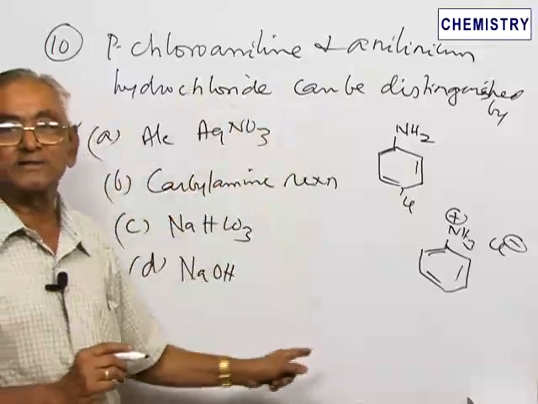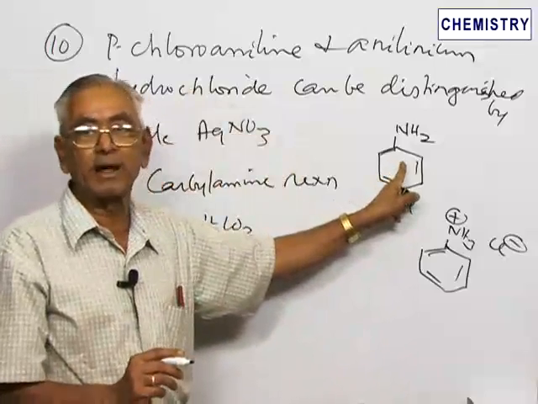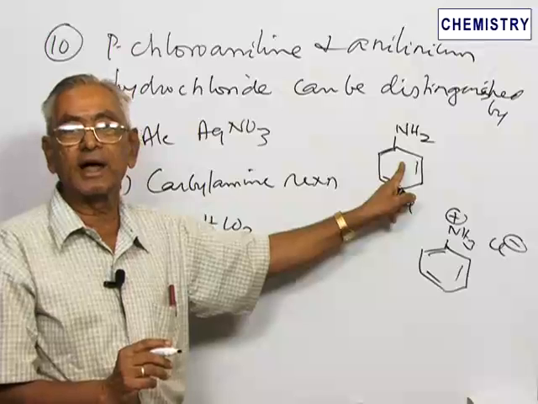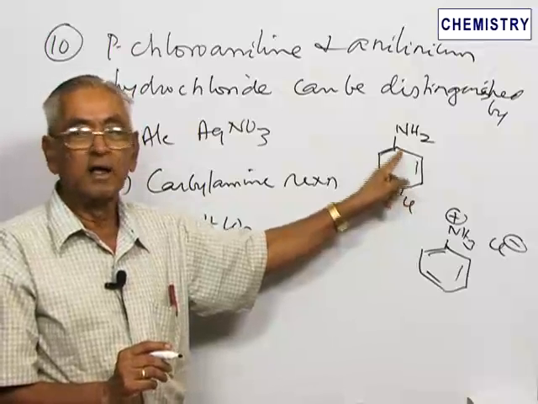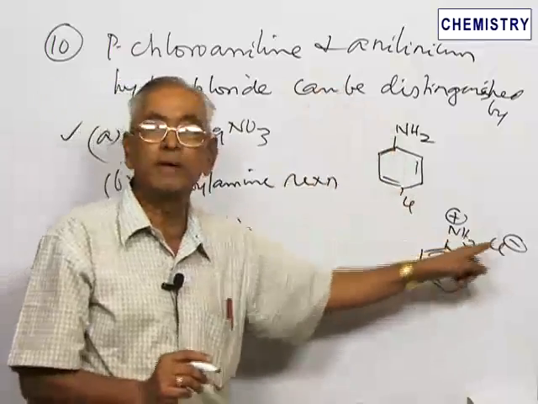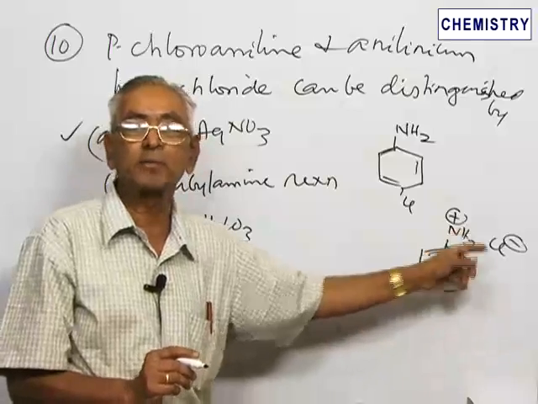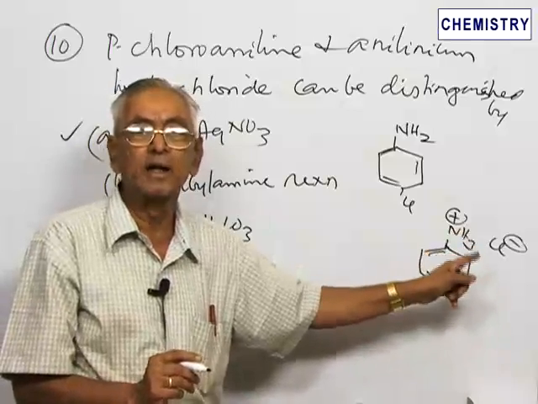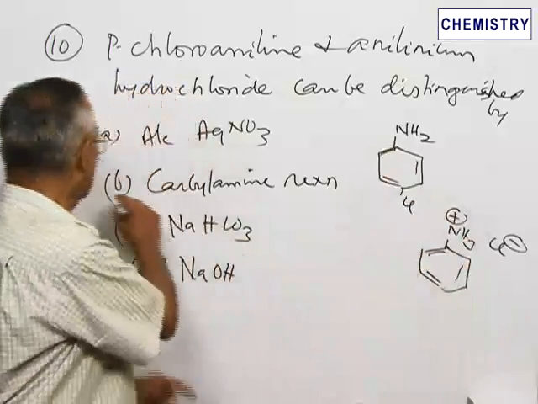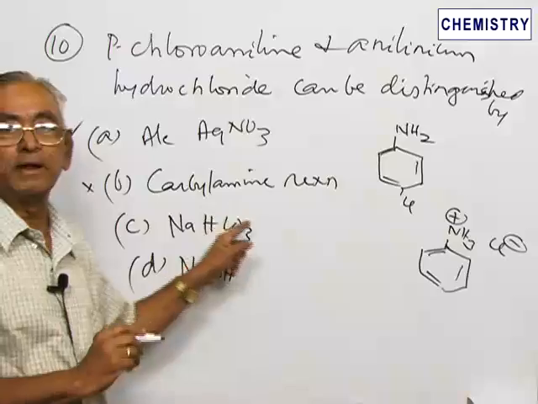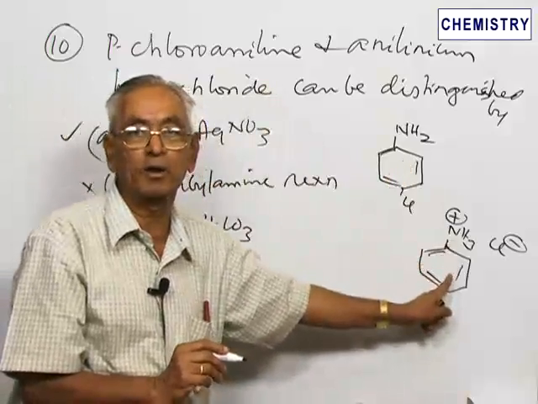When you look at the other choices, we will not be able to distinguish. Actually, parachloroaniline is a primary amine. This primary amine will undergo a reaction known as the carbylamine reaction with chloroform and sodium hydroxide. When you add sodium hydroxide, this will become a free base, because this is an acid solution, a hydrochloride solution. When potassium hydroxide is added, the free base will be liberated. With chloroform, the free base will also answer the carbylamine reaction. Therefore, this will not be helpful. The carbylamine reaction will not be helpful in distinguishing between parachloroaniline and anilinium hydrochloride.